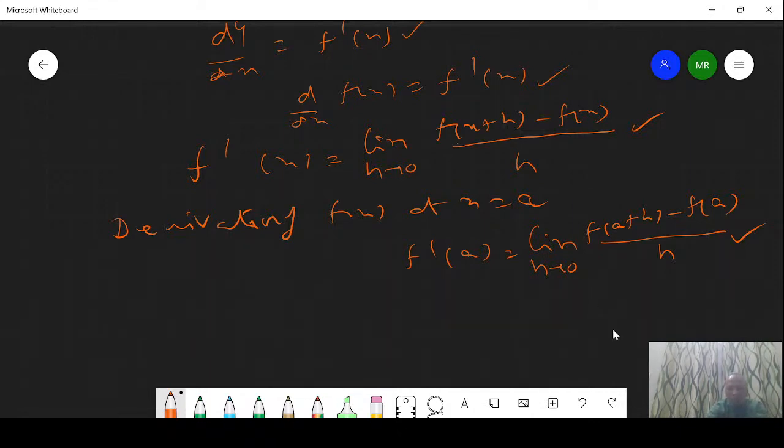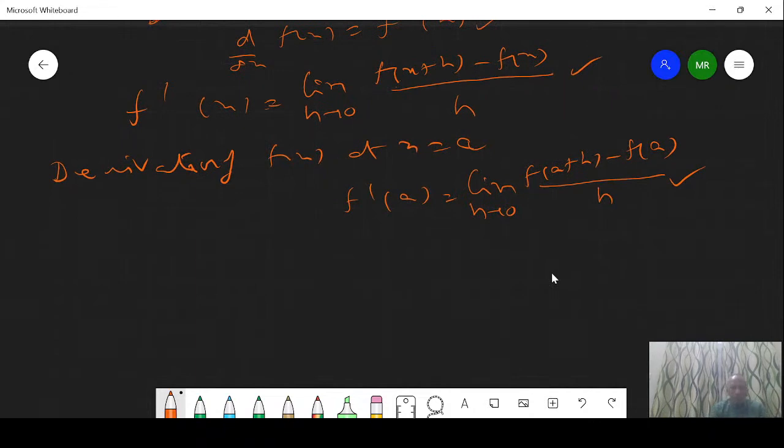Now, when I have written like this, for every function I can find the derivative using this concept, f dash of a, the derivative of any function at x equal to a. For example, I will take an example. f of x is equal to, I have taken one function, for example x. How to find the derivative of this one? I want f dash of x.